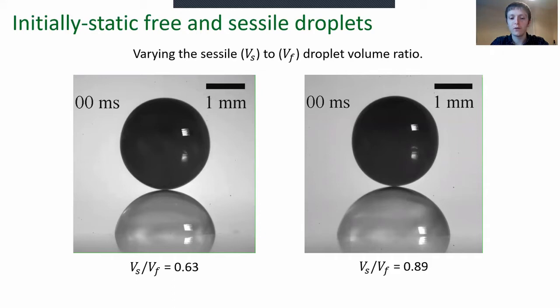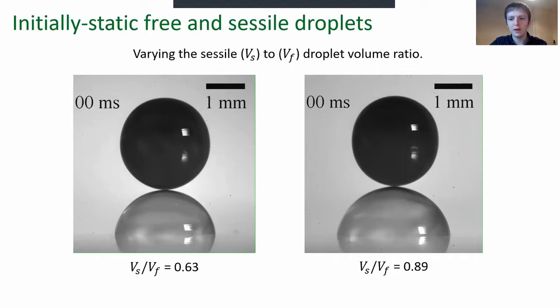Here, both free and sessile droplets have the same fluid properties, and in the experiments, the free droplet is dyed to make the internal flows visible. The droplets are millimetric with Ohnesorge number much less than 0.1, so the dynamics are dominated by surface tension.